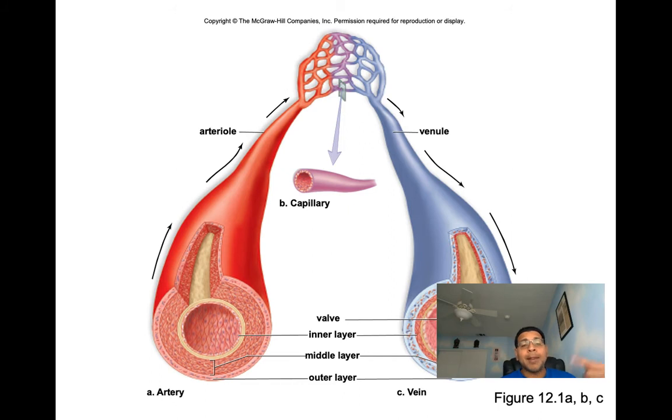Now, when you get to anatomy, you'll learn even further. There are actually three tunics. You have the tunica intima, the innermost layer, the tunica media, the middle layer, and the tunica externa, the outer layer. So you'll see that when you get there.